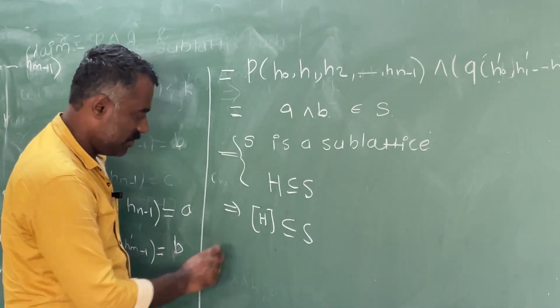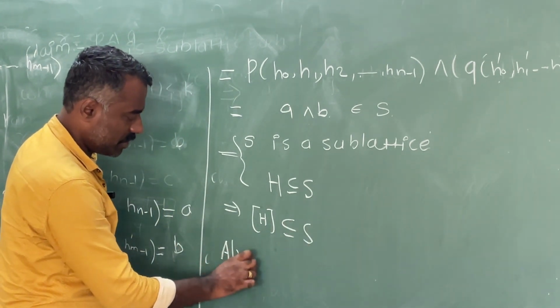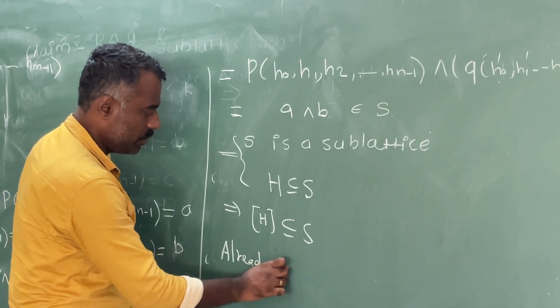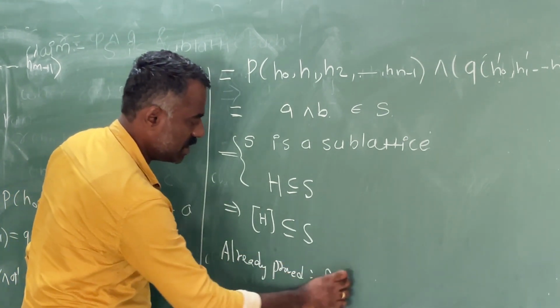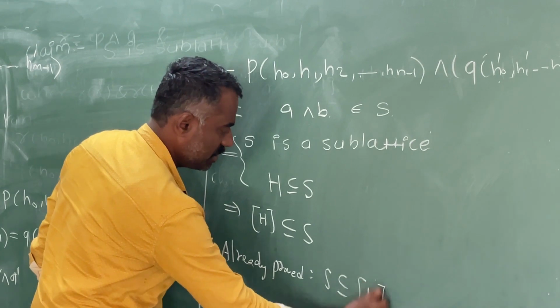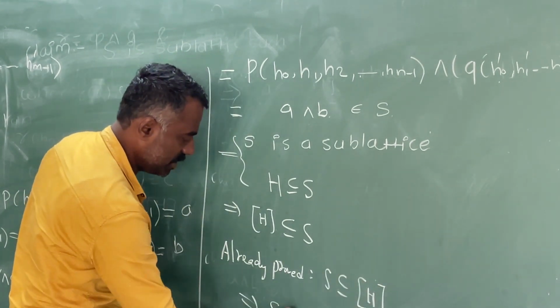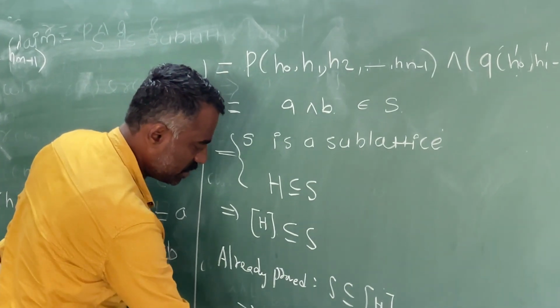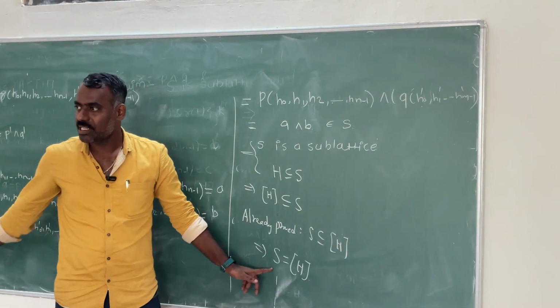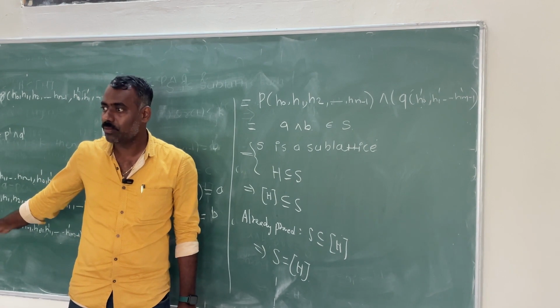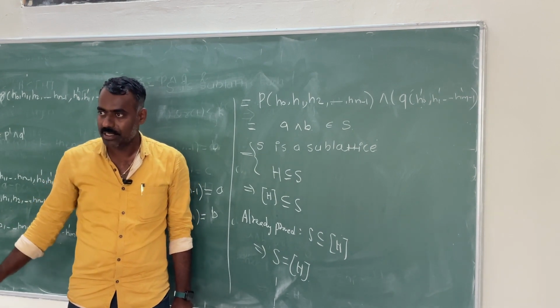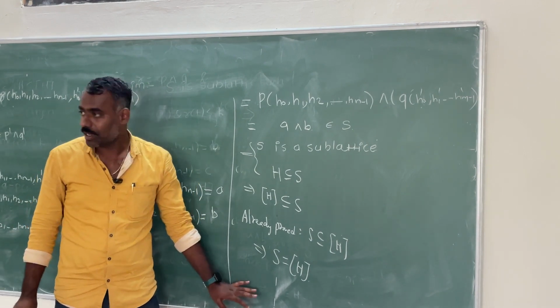Is this clear? But what we have already proved is that S is a subset of the square bracket of H. So if you combine these two, what we get is that S is equal to this, and S is precisely those elements which are values of polynomials. Is that clear? So that proves the theorem. Is that clear?